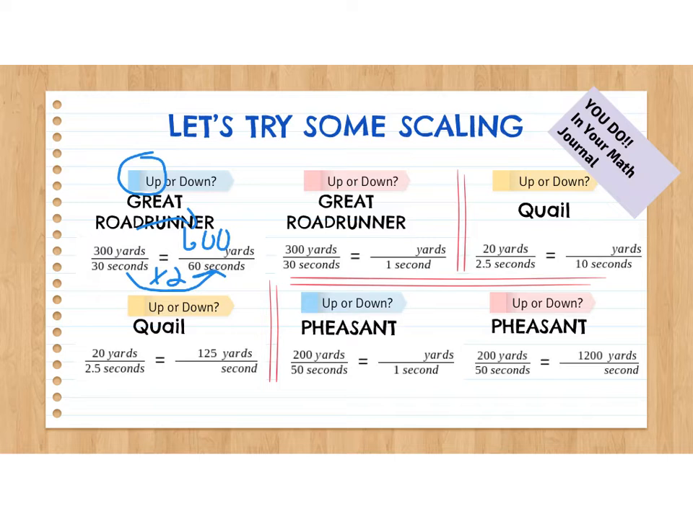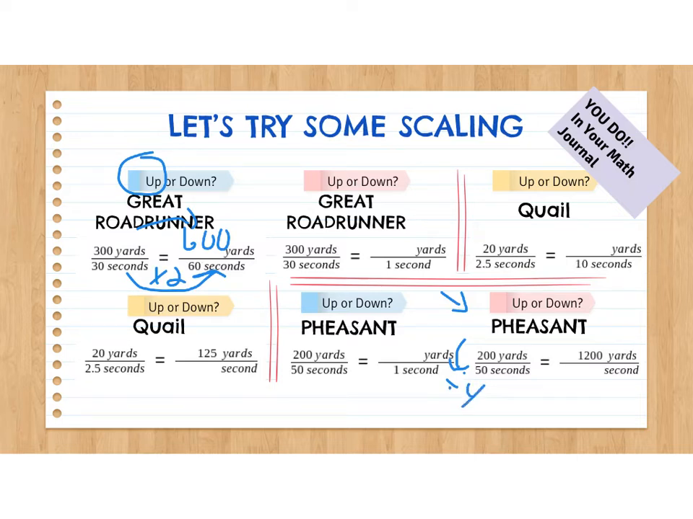Okay, now let's look at this one. The pheasant. Are we scaling up or down in this situation? Instead of looking at the relationship between the two ratios like we did here, I'm going to look at the relationship within this ratio. And look at the relationship between 200 and 50. 200 is bigger. I'm going to 50. So I'm scaling down. 200 divided by 50 is 4, so that means I'm dividing 200 by 4 to give me 50.